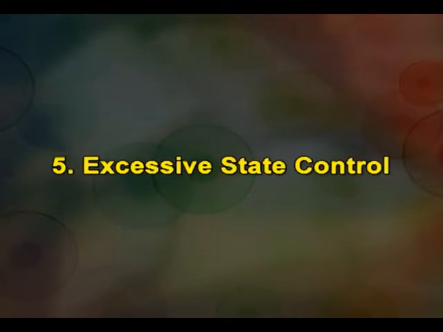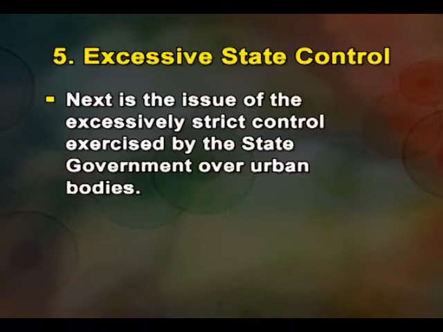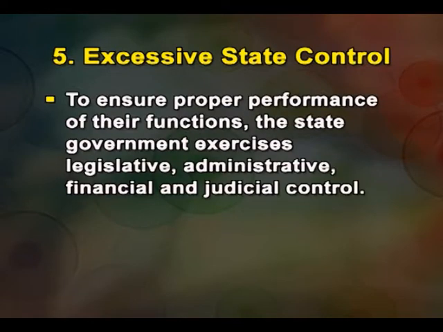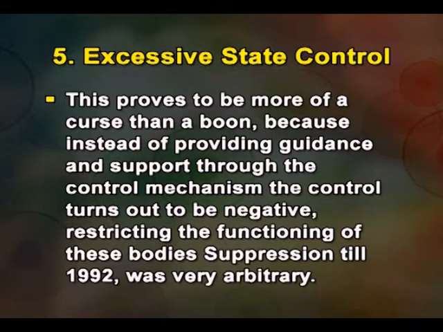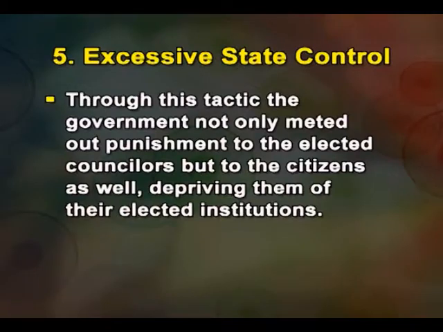At the same time, another important area is excessive state control. The state government exercises legislative, administrative, financial and judicial control over the urban bodies to ensure proper performance of their functions. This proves more a curse than a boon, because instead of providing guidance and support, the control turns out to be negative, restricting the functioning of these local bodies. This suppression till 1992 was very arbitrary. Now, because of the 74th Constitutional Amendment, there is a little bit of change, but the government not only metes out punishment to the elected councillors, but to the citizens as well, depriving them of their elected institutions.